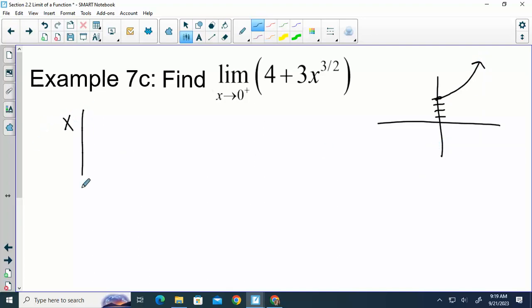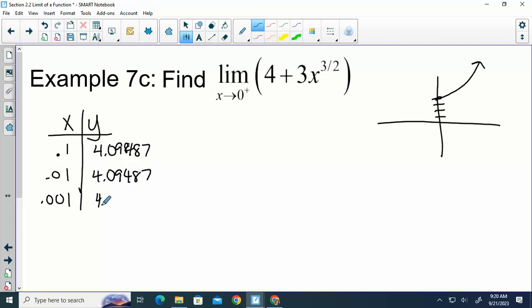If you made the t-chart, we need things that are approaching 0, but only from the right, so only things that are bigger than 0. So you don't have to make 2 of them, you really only have to do 1 of them, the ones with the positives that are near 0. And when you plug those in, you got 4 point something, and you got pretty much the same thing every time. If we were able to see more digits on the calculator, we would have noticed a difference, but the difference is so small that we're really not seeing it yet.